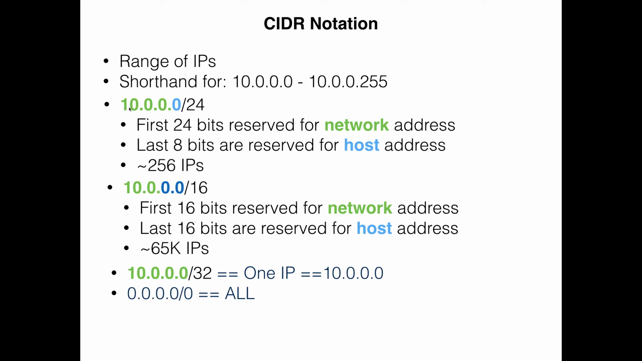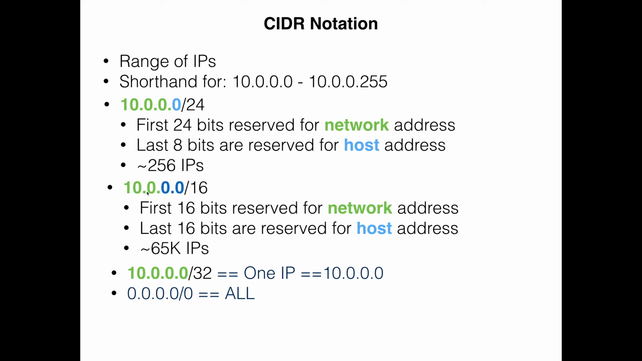So in this case, we have 10.0.0.0/24. And what the 24 means is that the first 24 bits are reserved for the network address. So we have 8, 16, 24. And the last 8 bits are used for the host address. So this gives us roughly 256 IPs.